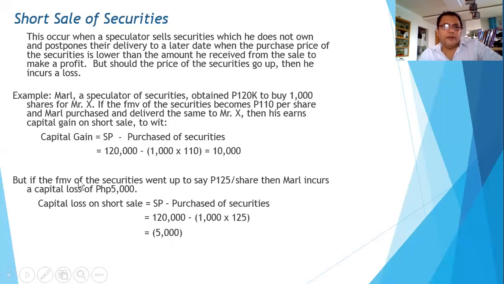But if the fair market value of the securities went up, let's say 125 pesos per share, then Marl incurs a capital loss of 5,000 pesos. It's computed as selling price of 120,000, and purchase of securities is 1,000 at 125 or 125,000. Then the loss is 5,000 pesos.